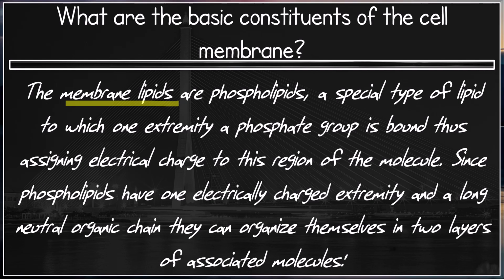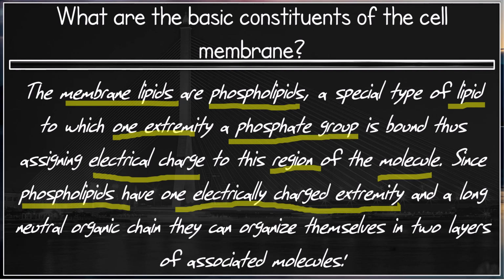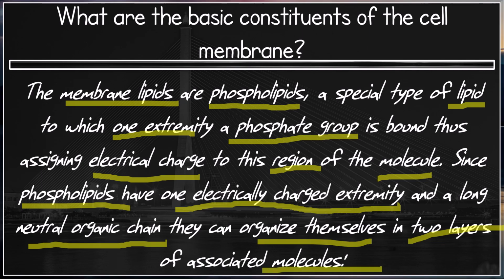Membrane lipids are phospholipids, a special type of lipids to which one extremity, a phosphate group, is bound, thus assigning electrical charge to this region of the molecule. Since phospholipids have one electrically charged extremity along the neutral organic chain, they can organize themselves in two layers of associated molecules.